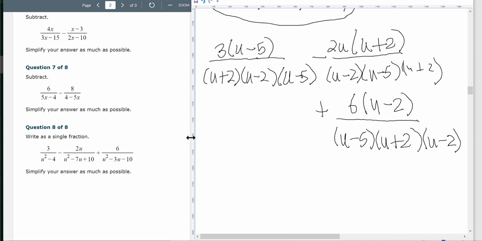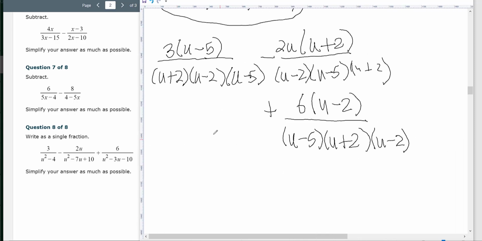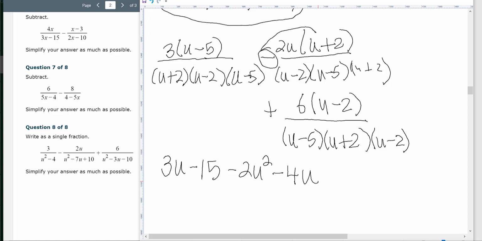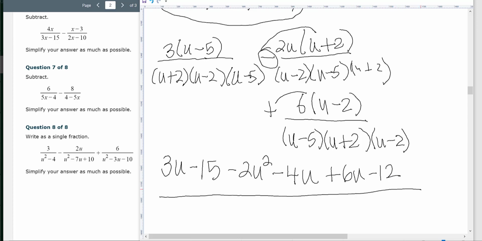So now we're going to multiply out these numerators. So the first one becomes 3u minus 15. Here we got to be careful. We got a minus. So minus 2u squared minus 4u. That's my second numerator. Then plus 6u minus 12, and all of that is over the common denominator, u minus 5, u plus 2, and u minus 2.